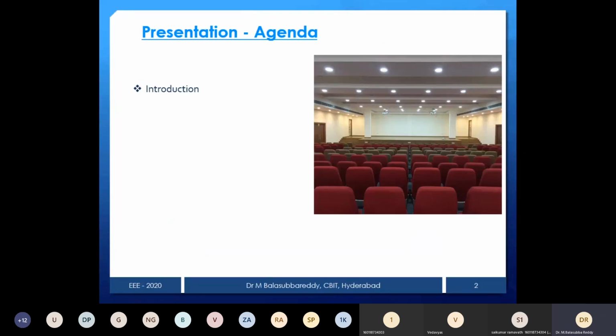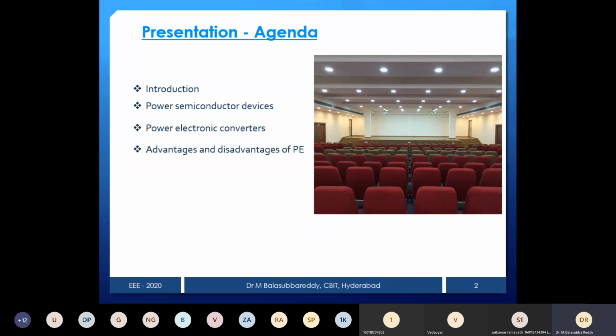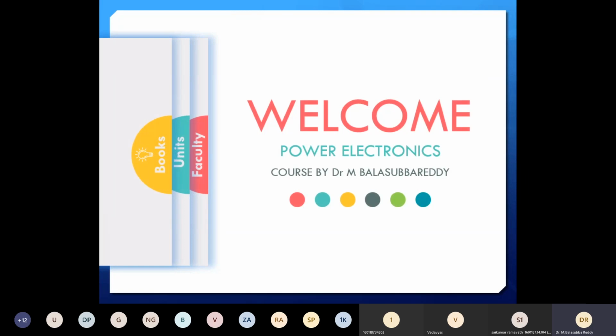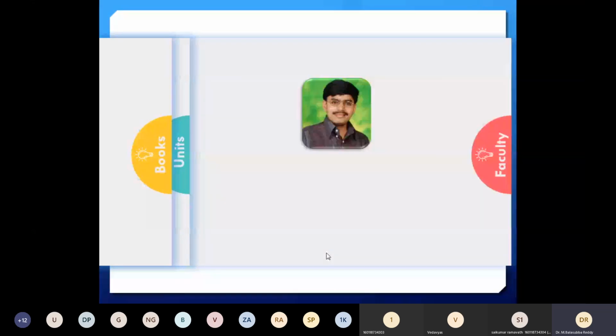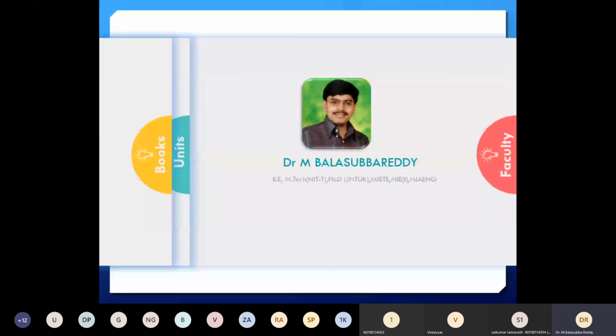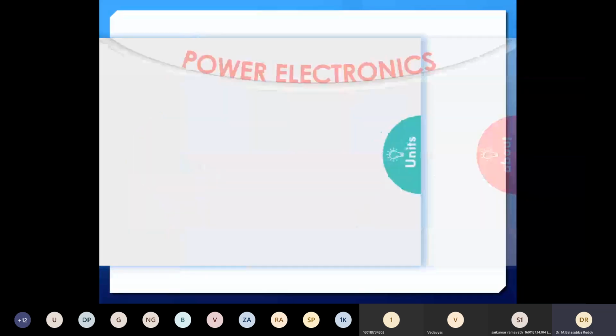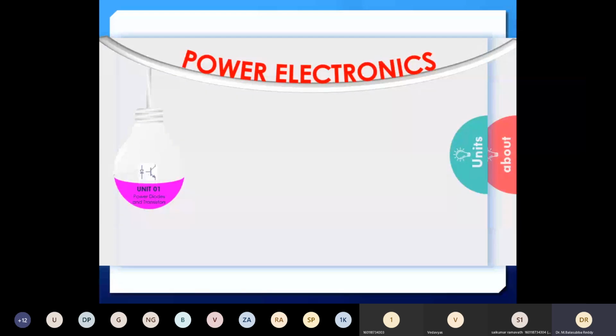Today's presentation agenda: introduction, power semiconductor devices, power electronic converters, advantages and disadvantages of power electronics, applications of power electronics. So these are the topics of today's presentation. And then this is Balasubba Reddy, EEE department, and totally we have 5 units in this course.